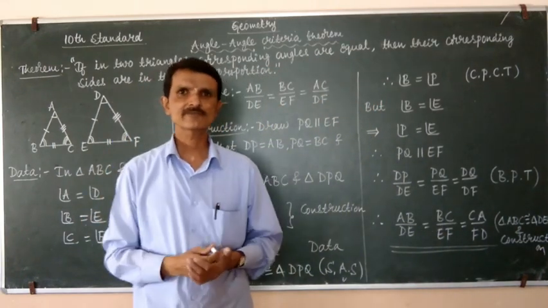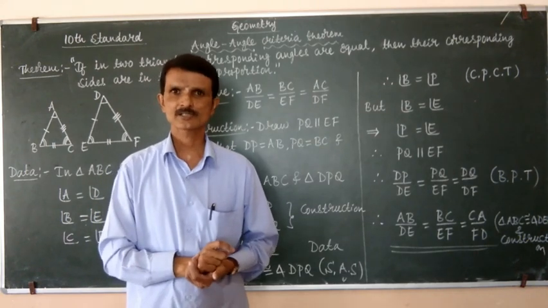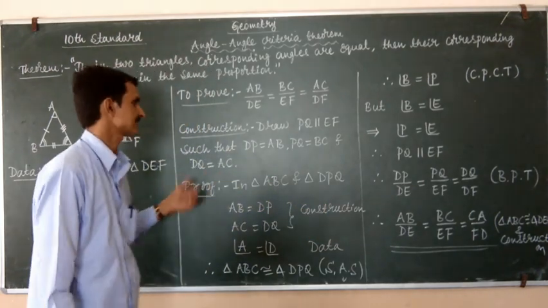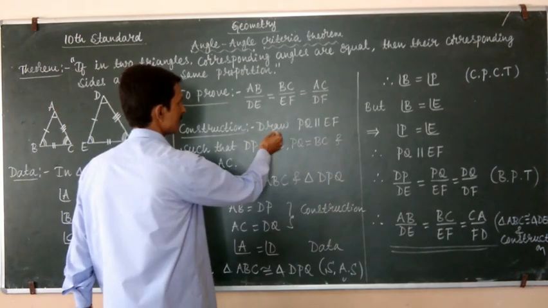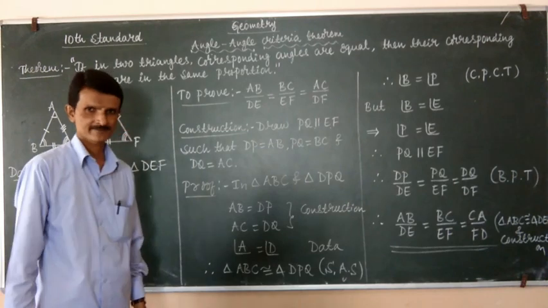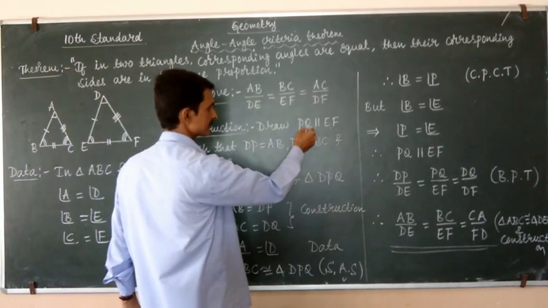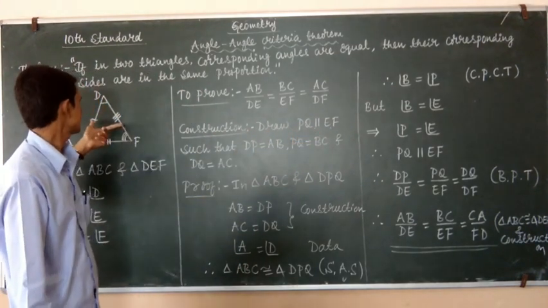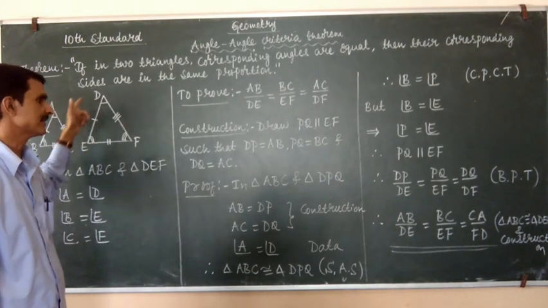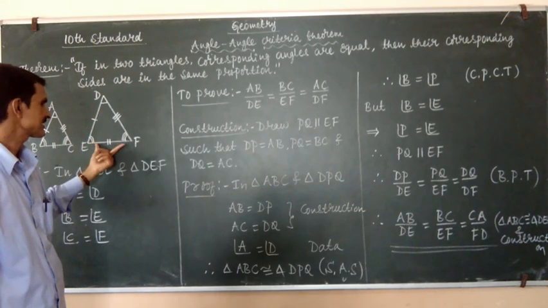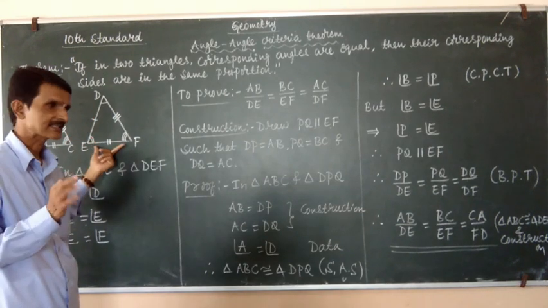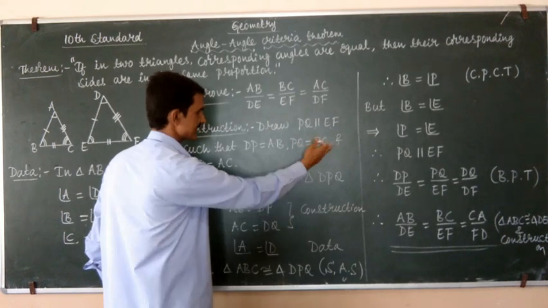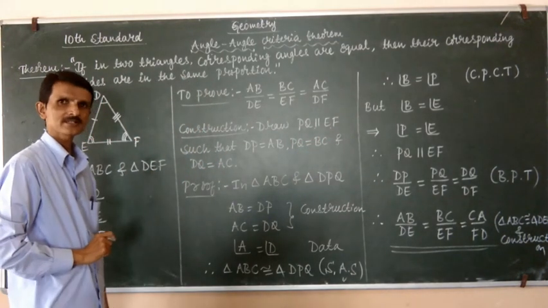Students, here the given data is not enough to prove the theorem. Therefore, we have to make some construction for this. So, the construction is: draw line segment PQ parallel to EF, such that the length of DP is equal to AB, the length of PQ is equal to BC, and the length of DQ is equal to AC.